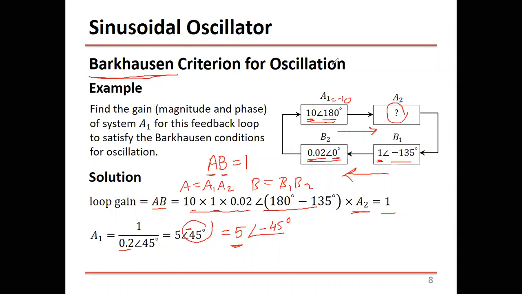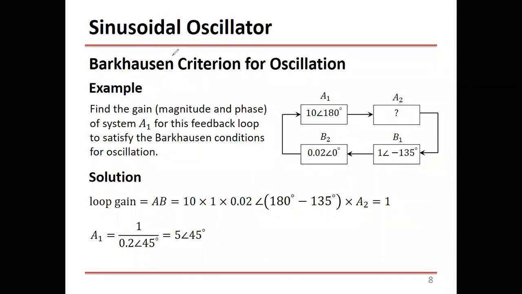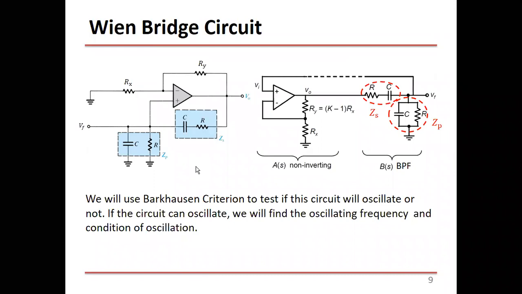Okay, so this is how to apply this Barkhausen criteria to find the conditions for oscillation. The first sinusoidal oscillator we're going to study is the Wien bridge circuit. The Wien bridge circuit consists of an amplifier, A of S, which gives you a constant gain K. This is a non-inverting amplifier, because the input is applied to the positive terminal and the feedback to the negative terminal.